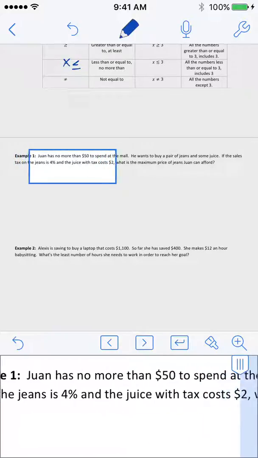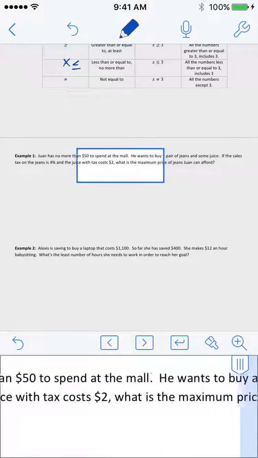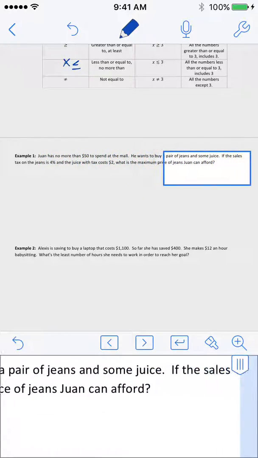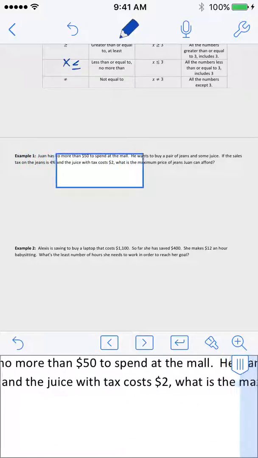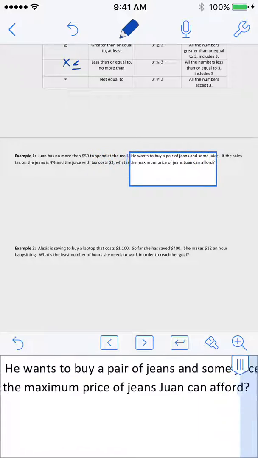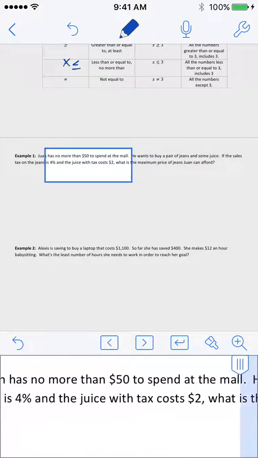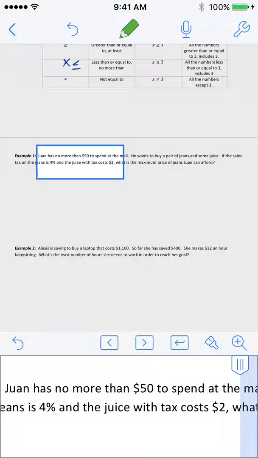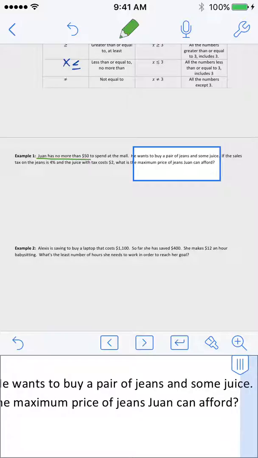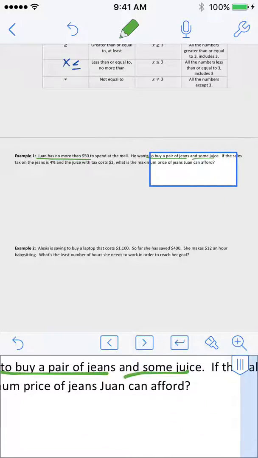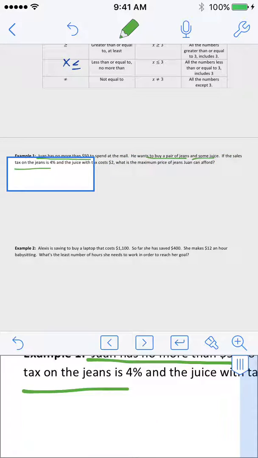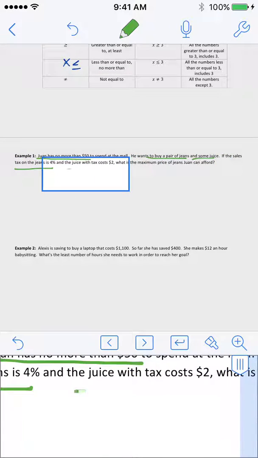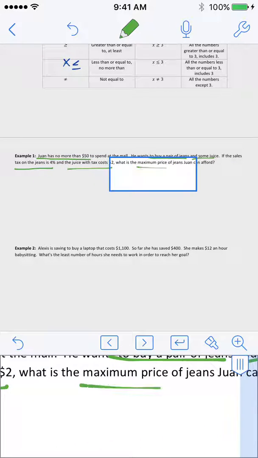Example 1. Juan has no more than $50 to spend at the mall. He wants to buy a pair of jeans and some juice. If the sales tax on the jeans is 4% and the juice with tax costs $2, what is the maximum price of jeans that Juan can afford? Okay. Start with underlining. He has no more than $50 to spend. He wants to buy a pair of jeans and some juice. Sales tax on the jeans is 4%, and the juice costs $2. What is the maximum price of the jeans?